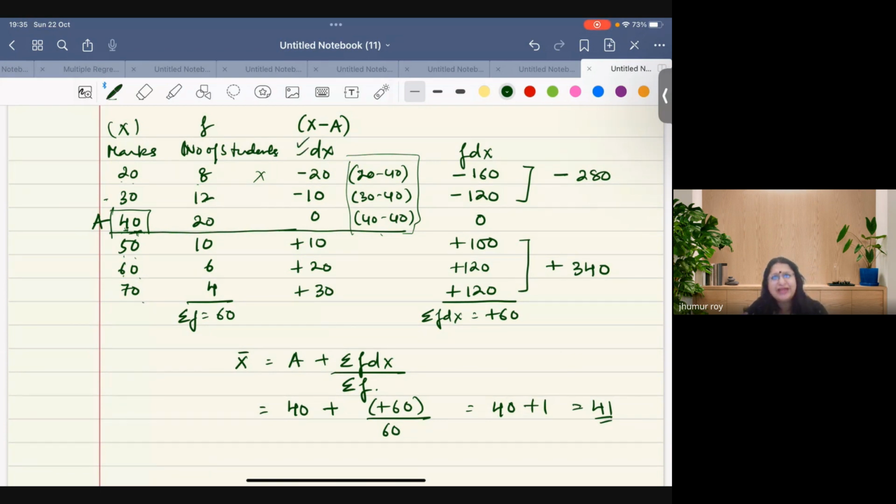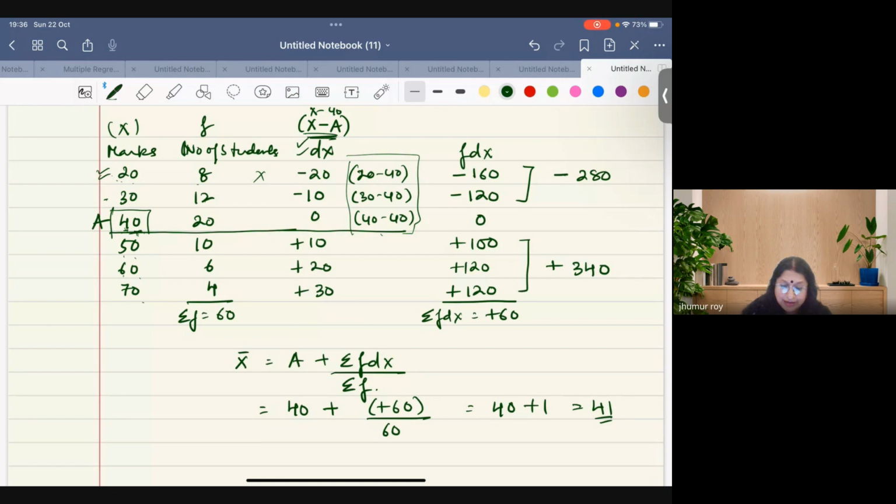Remember, it's a very easy method. It's not at all difficult. So you just follow this formula, x minus a. X is what? X is this value. So here it is 20. 20 minus what is a? A remains constant. Or you can write x minus 40. So all the values, you are just subtracting 40 from it. So you're getting minus 20, minus 10, 0, 10, 20 and 30.